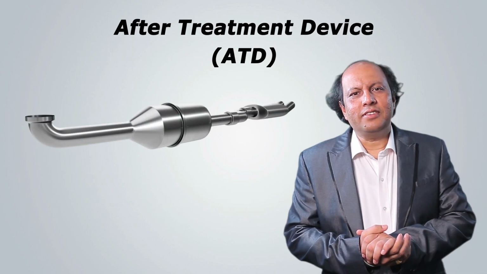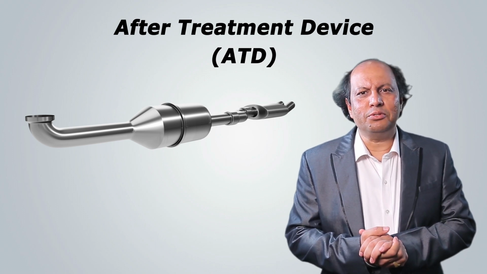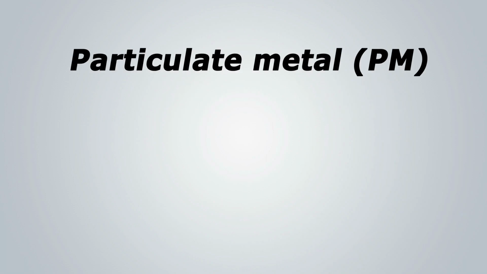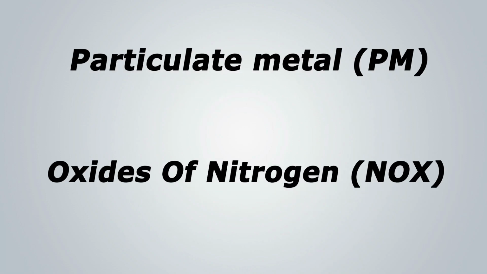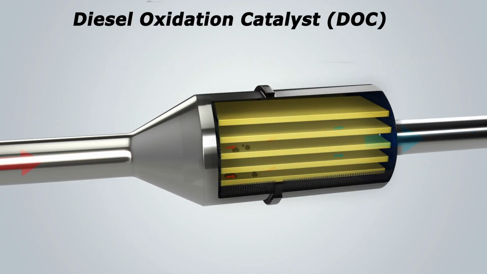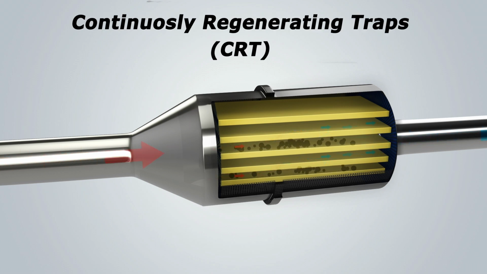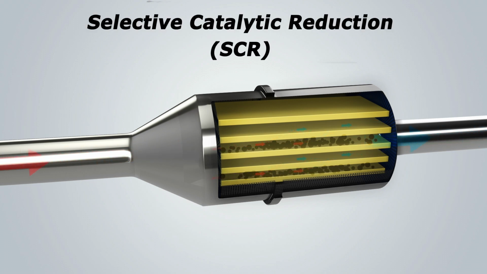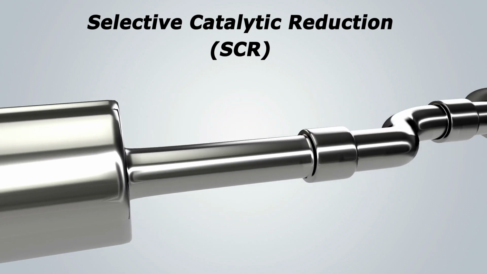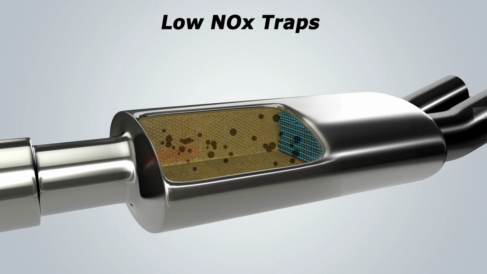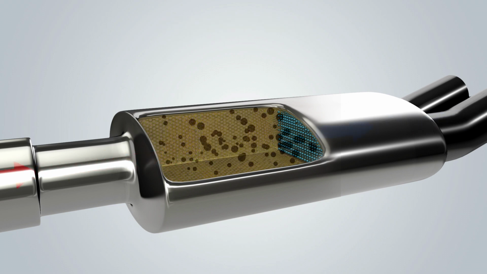Several after-treatment devices or ATDs have been employed to reduce the two major regulated emissions, namely the particulate matter or PM and oxides of nitrogen or NOx. Diesel particulate filters or DPFs, diesel oxidation catalysts or DOC, continuously regenerating traps or CRTs help reduce the particulate matter. Similarly, SCR or selective catalytic reduction, NOx catalysts, LNT or lean NOx traps help reduce NOx levels from the exhaust of a diesel engine.